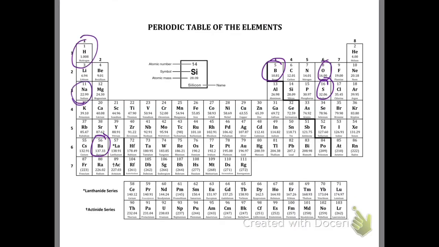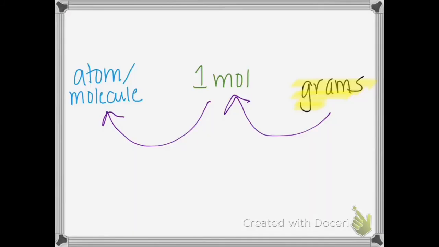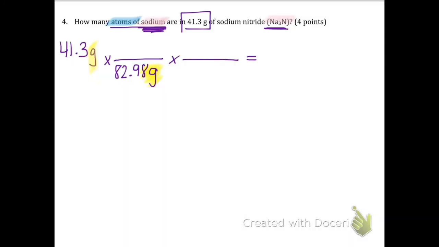Okay, you need to find 3 sodiums and 1 nitrogen. So sodium's here, nitrogen's here. Hopefully you added it all up together to get 82.98. All right, we're going to go from yellow to green, which is grams to moles. Every fraction needs a green. Whatever's on top must come to the bottom.